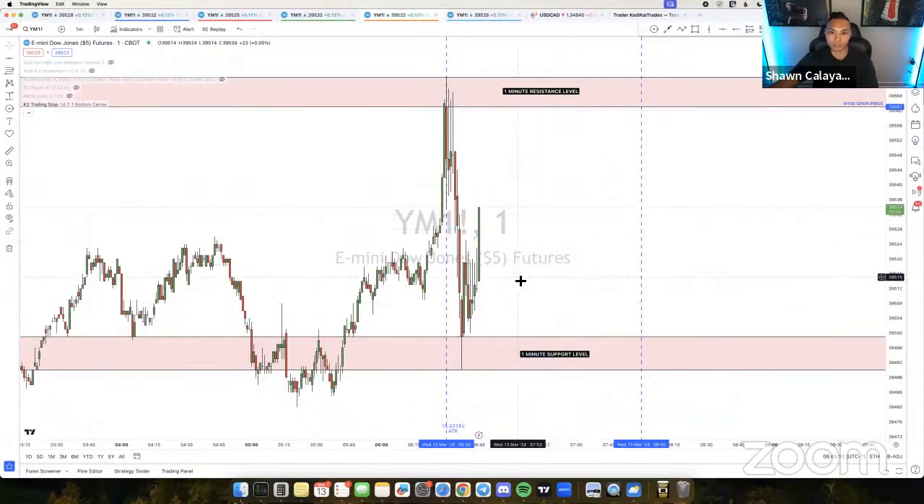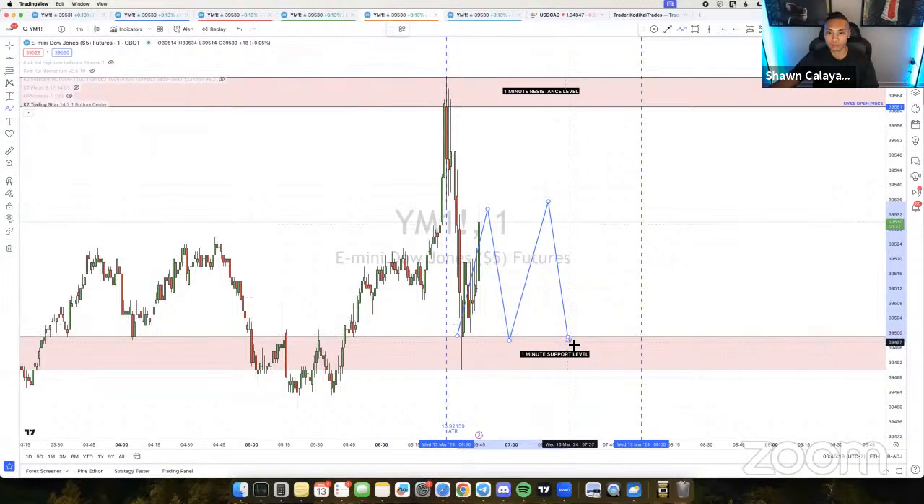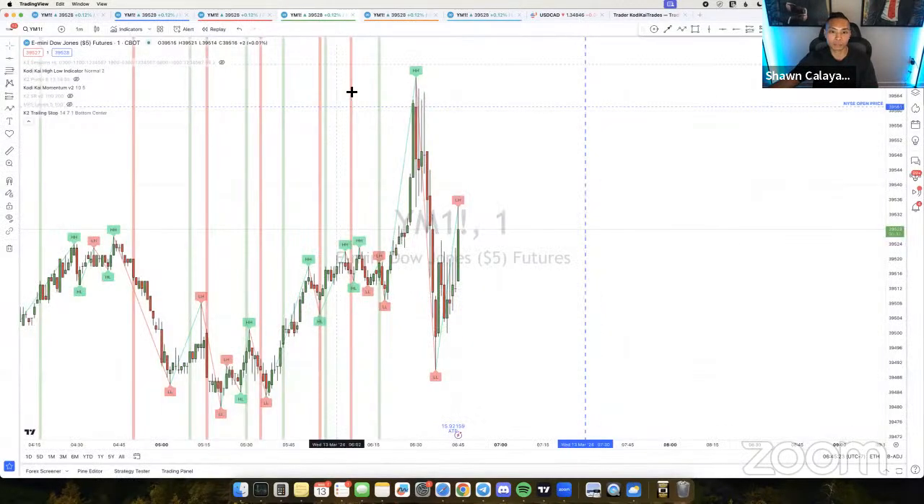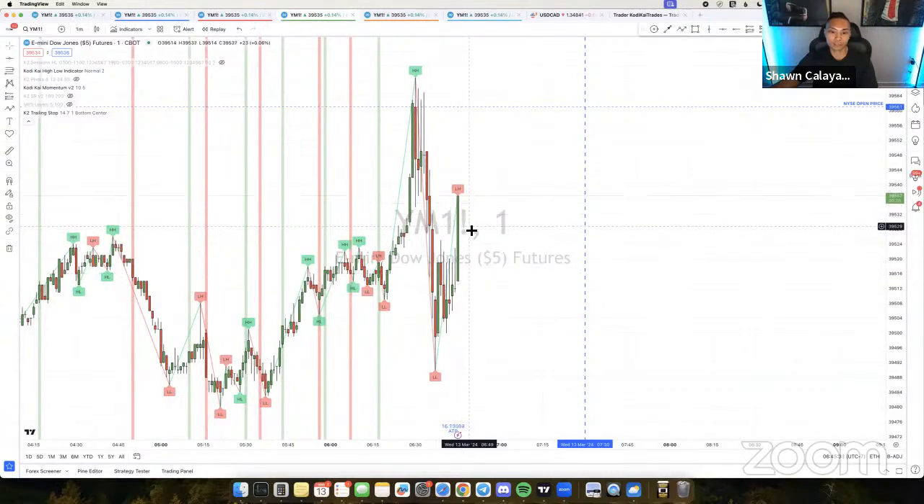It looks like price is just going to create a range here. So price is now pushing back up. It's just going to create a smaller range within this area. Once it does, we'll just play by ear. But there's no sell signal yet, so the retracement or reversal is not confirmed. Price is kind of just all over the place right now.